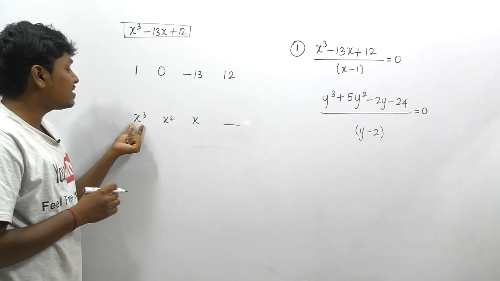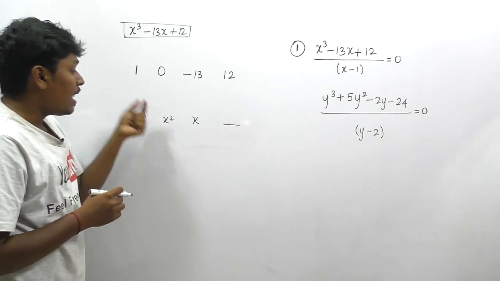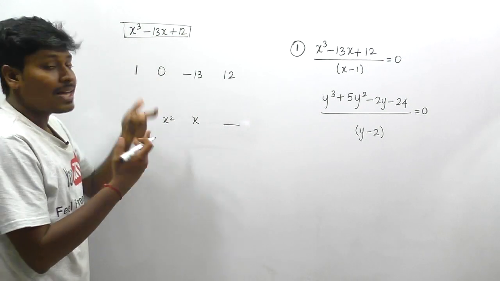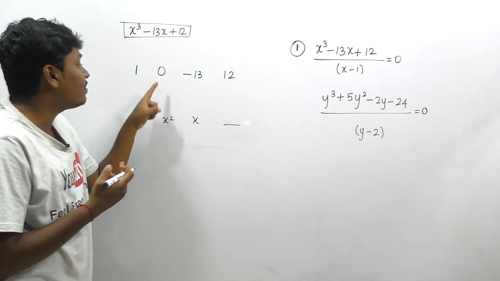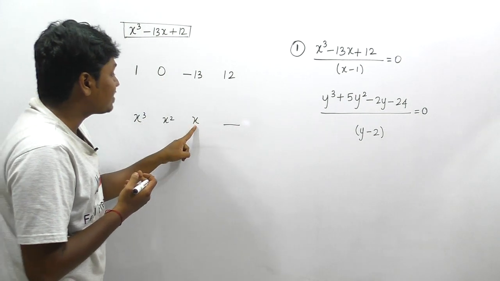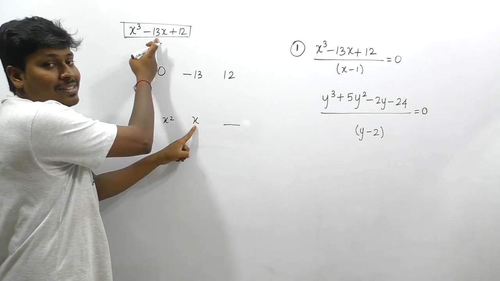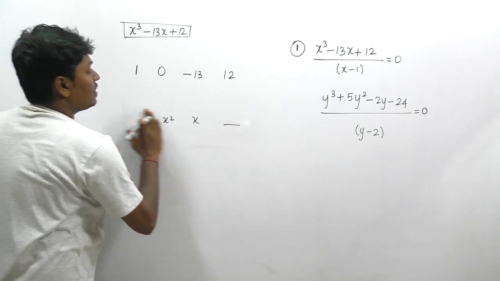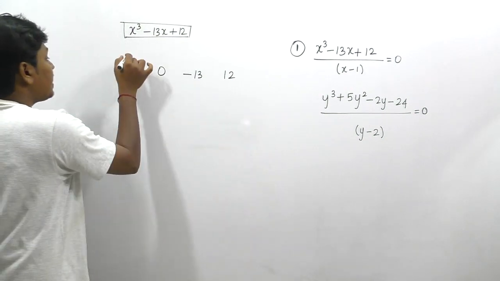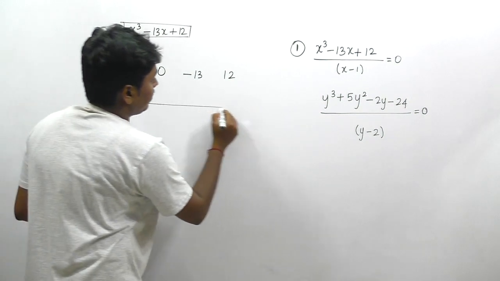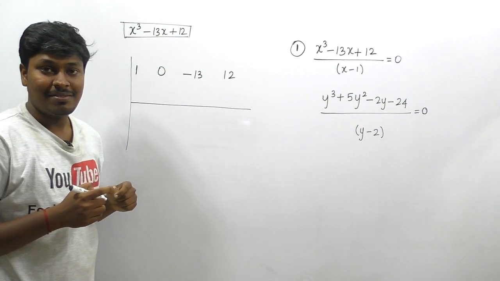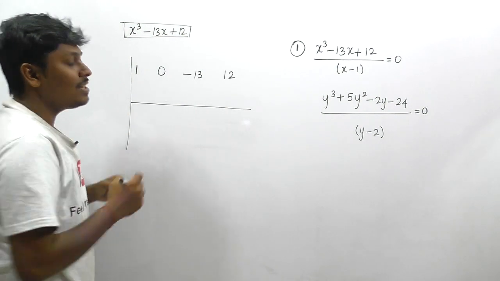Before x cube we have coefficient 1, and we need to concentrate on the second term, that is x square. But in the given equation we can't find any x square term, so I have written 0 here, and then x. Coefficient of x is minus 13, and the constant is 12, right? And step number 2, listen carefully. I am just going to draw it like this. I think everyone, seeing this diagram, may feel, oh, we have learned this in our childhood days, right?